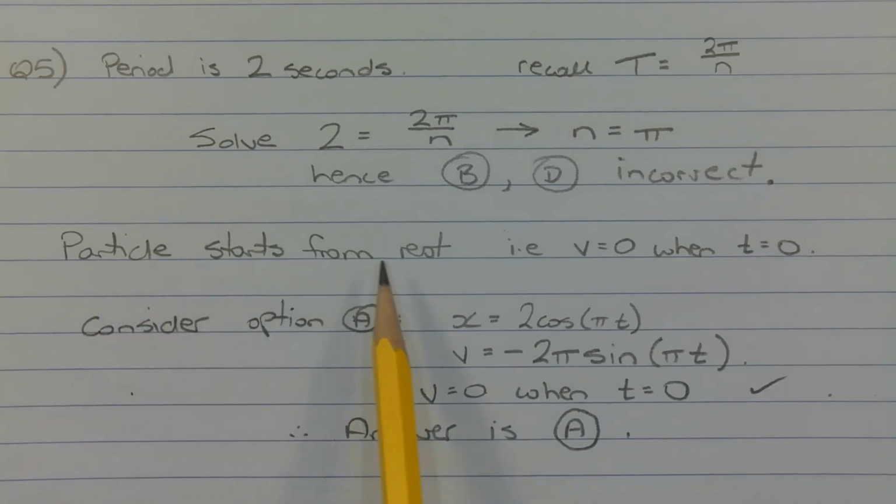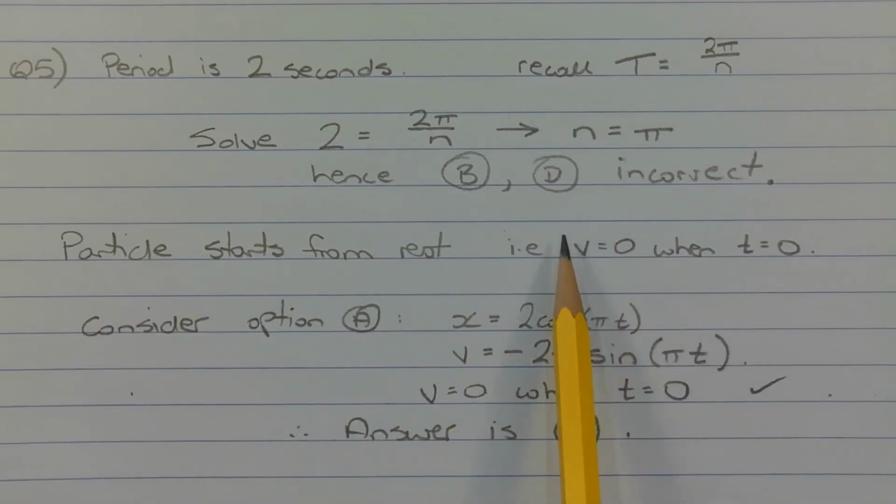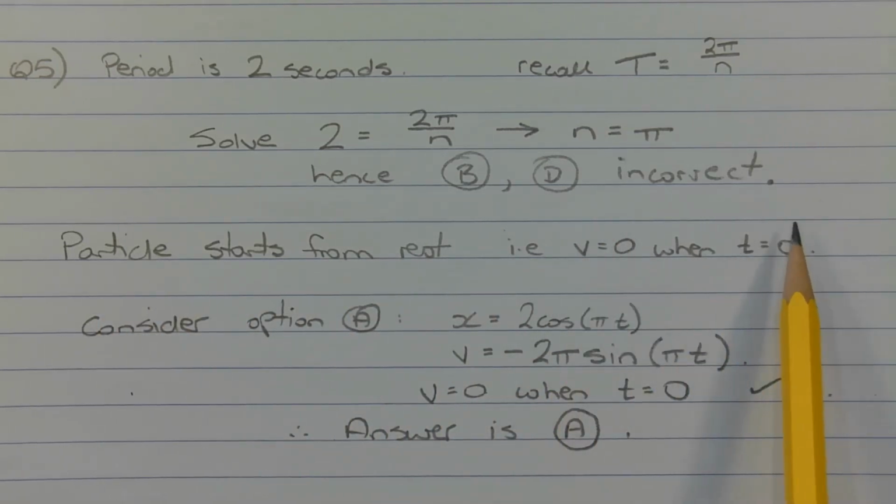Let's consider this fact, that the particle starts from rest. In other words, the velocity of the particle is 0 when t equals 0. Now all the options show us the displacement equation, in other words, x in terms of t. And when we differentiate the displacement equation, we get an equation for the velocity of the particle in terms of time t. And we want the velocity to be 0 when t is 0.